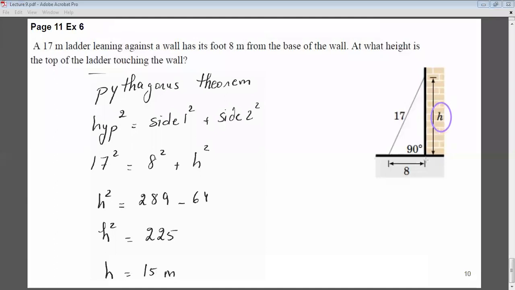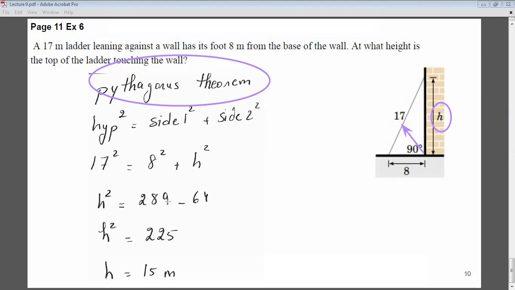So I have two sides and I need the third side. What do I use? I use Pythagoras theorem. Hypotenuse squared equals side 1 squared plus side 2 squared. The hypotenuse is the side facing the 90 degrees. So 17 squared equals 8 squared plus h squared. h squared is 17 squared minus 8 squared. You solve it, you get h equal 15 meters.